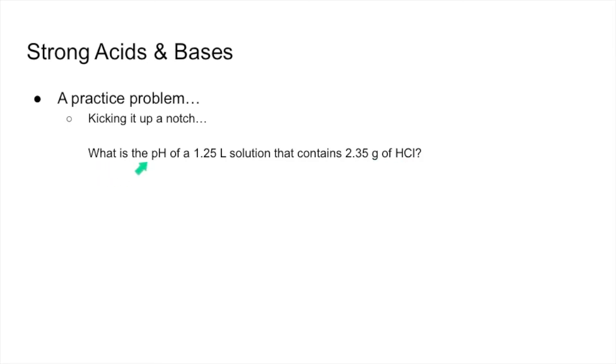So this problem says, what is the pH of a 1.25 liter solution that contains 2.35 grams of HCl? Once again, let's make sure HCl is on our list of strong acids, so this is going to work. But I need to get the concentration of the hydrogen ion here, right? That's what I need. And since this comes apart 100%, whatever the HCl concentration is also going to be my hydrogen ion concentration. So I need to figure out what the hydrogen ion concentration is. Well, typically that's moles over liters. Well, we have liters, but we don't have moles.